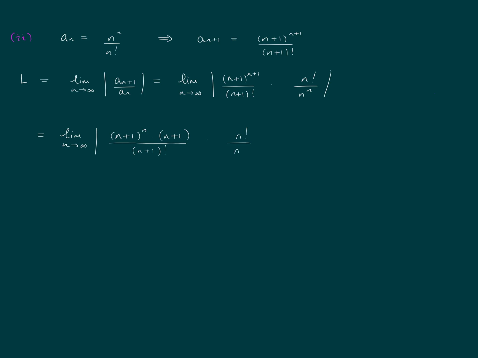Now, why am I doing that? It's because I want to combine this (n plus 1) to the n and this n to the n. So, this is (n plus 1) to the n over n to the n times, what have I left over? I have an (n plus 1) factorial on the bottom and an n factorial on the top. And they have an n plus 1 left over. So, what cancellations do I get?